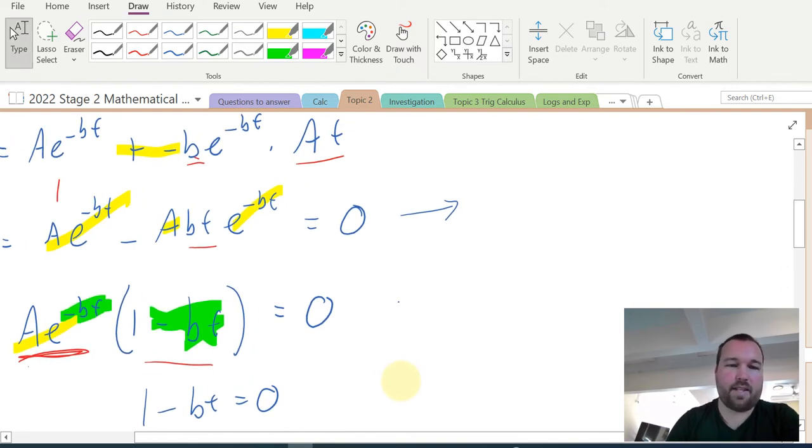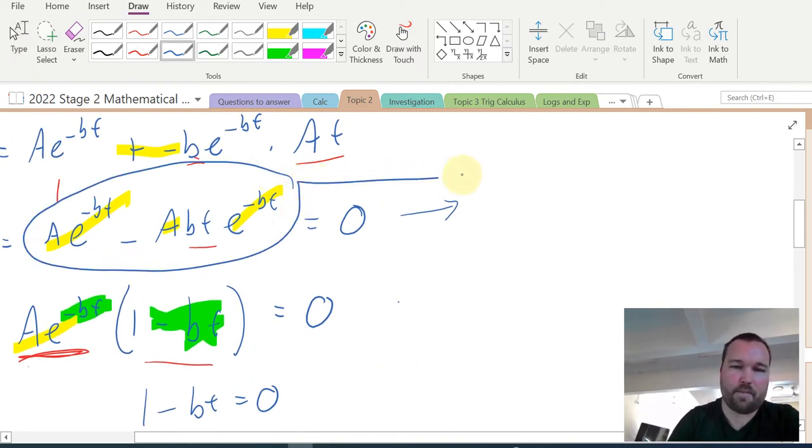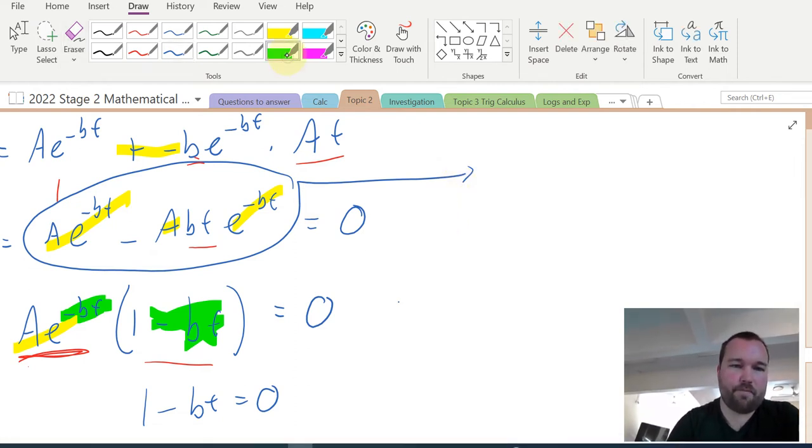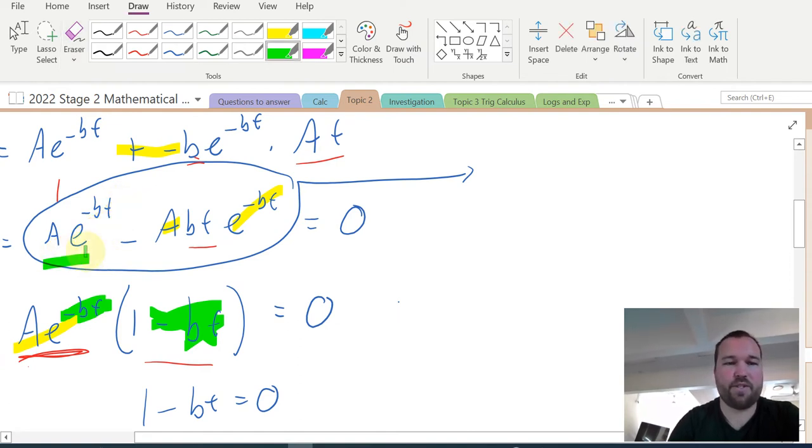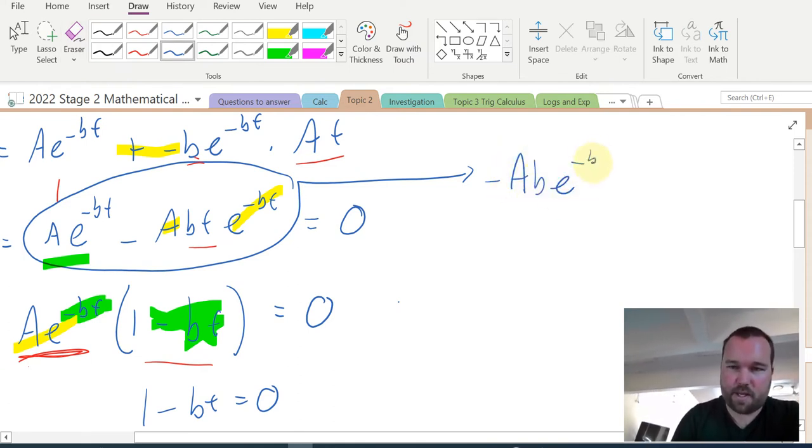So if we take this here and aim to differentiate it again, what we will get is the first term here. We do them separately: first term, second term. The first term is quite nice. It will just differentiate to minus AB e to the minus bt. That comes from a being constant, so it just sits there. The power, you take the derivative of it. The derivative of that power is just minus b, and it drops down. And then the exponential stays the same.